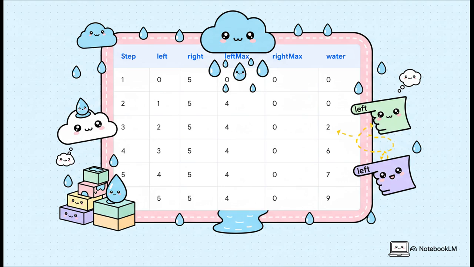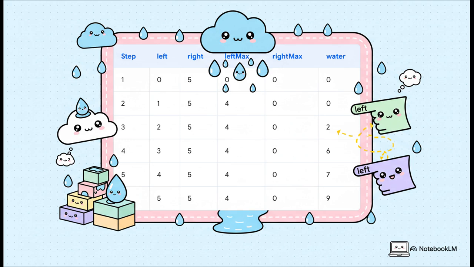All right, let's actually walk through our example step by step. So left starts at index 0, right starts at index 5. First things first, we compare the heights at our pointers. The left height is 4, the right is 5. Since the left side is shorter, we're going to process the left pointer. We see the height is 4, so we update left max to 4. Then we move our left pointer 1 step to the right to index 1.